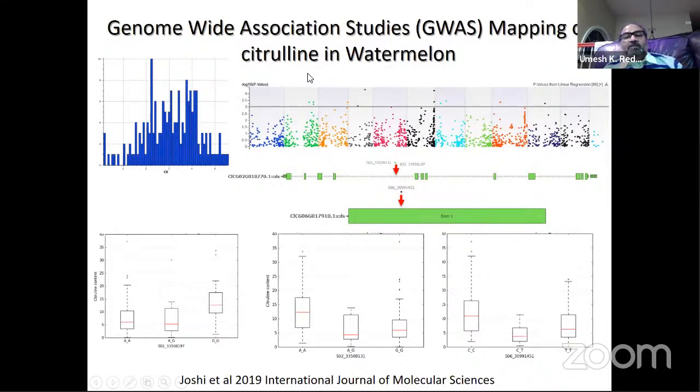So this kind of gene we can use to develop watermelon varieties that have a very high content of citrulline. You see, this is the natural variation for citrulline. Some very high citrulline watermelon types are already available in nature.